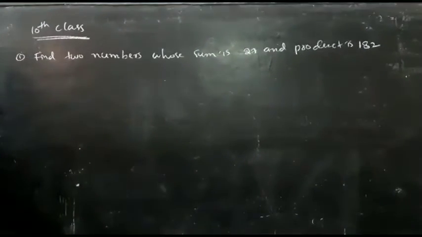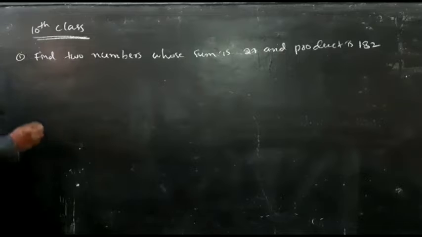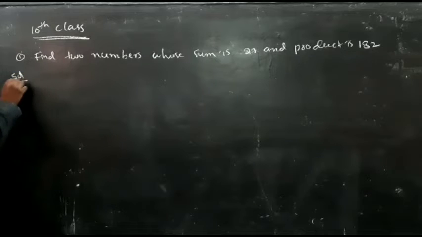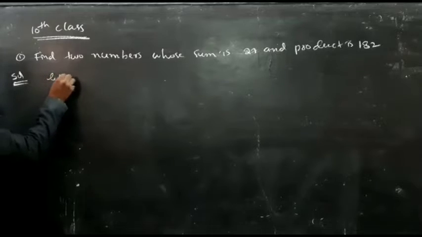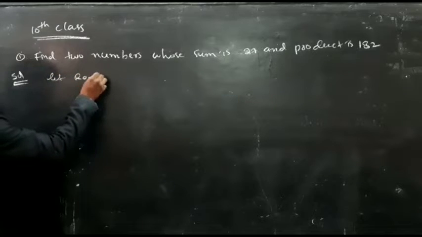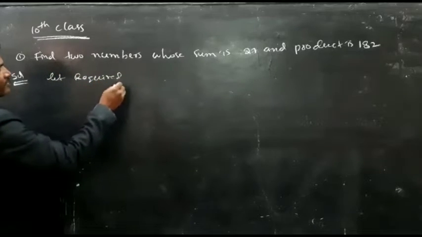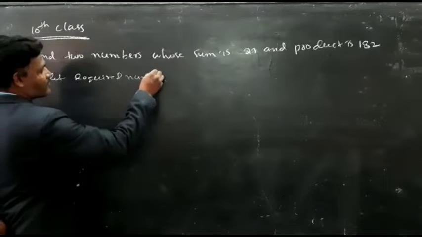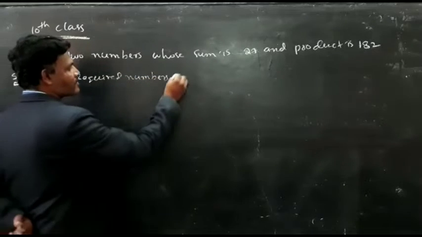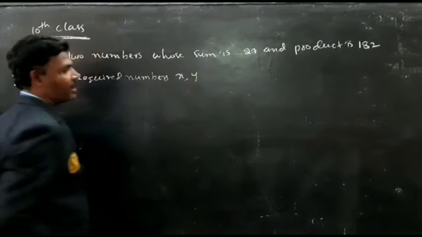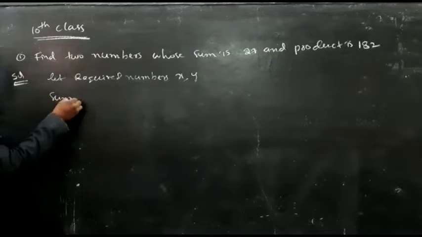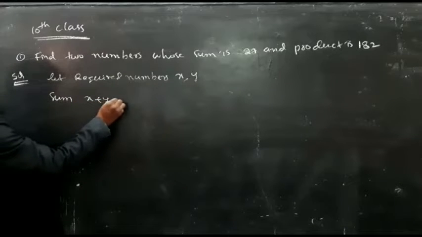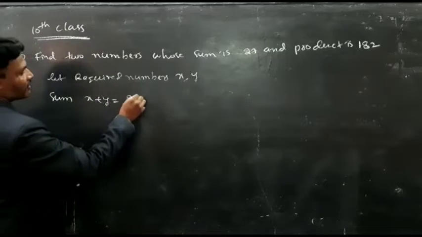Whose sum is 27 and product is 182. Solution. Here I don't know the two numbers. Let the required numbers be x and y. Here sum means x plus y is equal to 27.